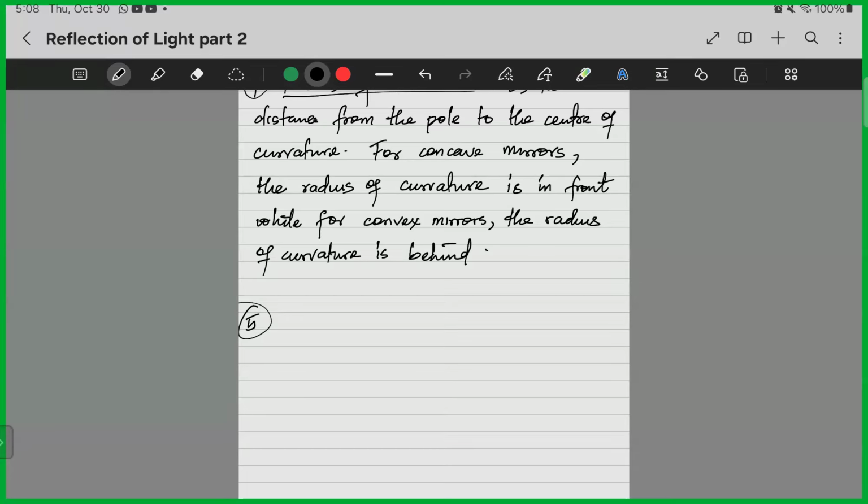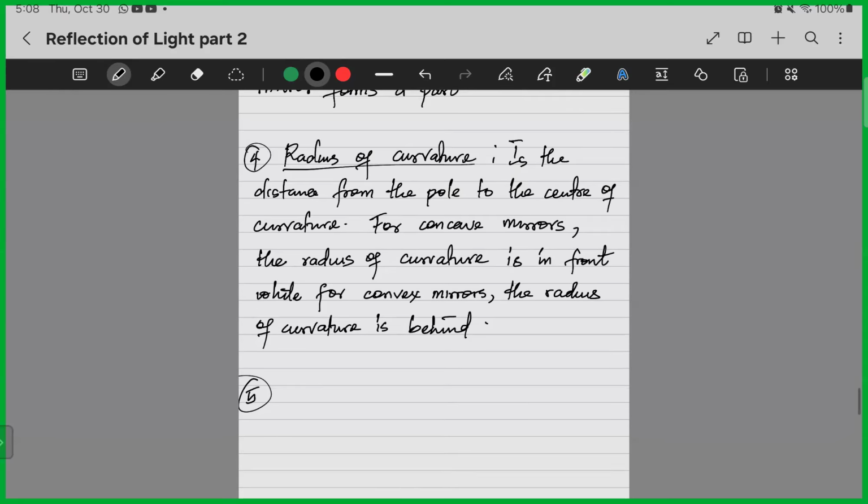So number 5, another point is the principal axis. Principal axis. The point I'm making here is that this is the parallel line. This is the parallel line.